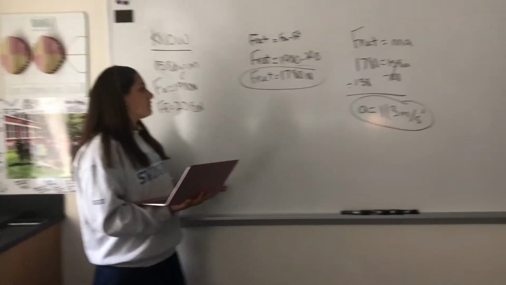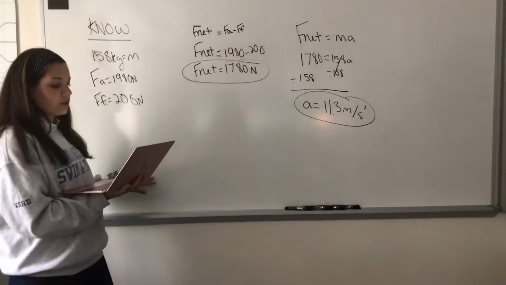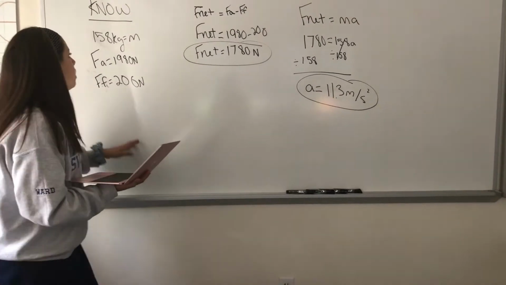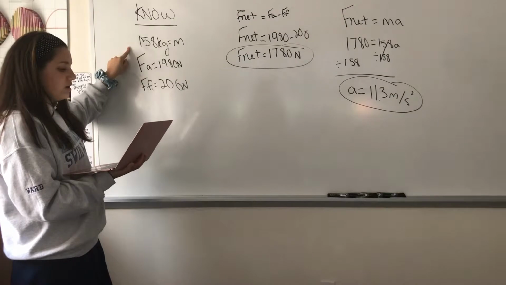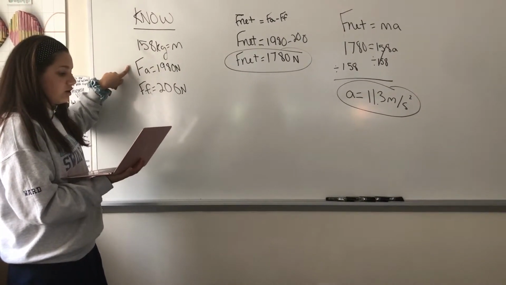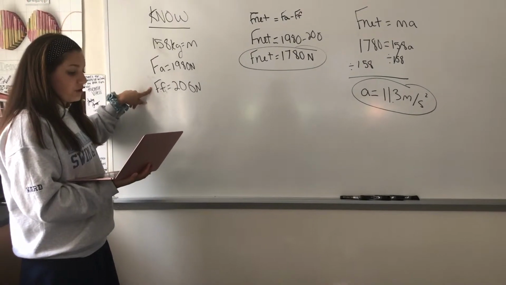An example of this is football players pushing a sled. Say there is a 943 Newton linebacker pushing a 158 kilogram sled. This linebacker applies 1,980 newtons to the sled, and there is 200 newtons of friction.